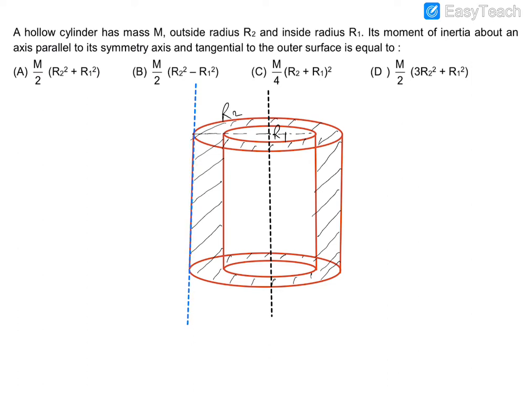So let us first of all find out the moment of inertia about axis number 1. Then we'll apply the parallel axis theorem and we'll find out the moment of inertia about axis 2. So first of all, to find out the moment of inertia about axis 1, let us consider an element. So this is an element and this is an elemental cylinder.